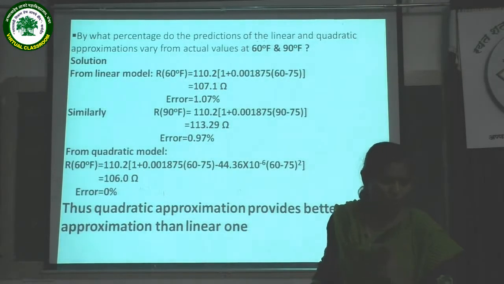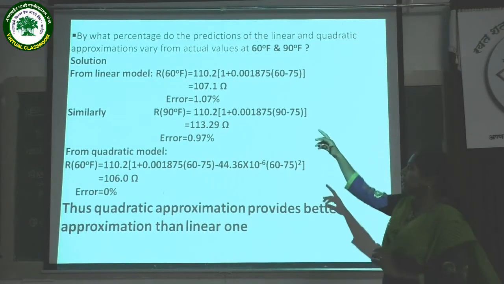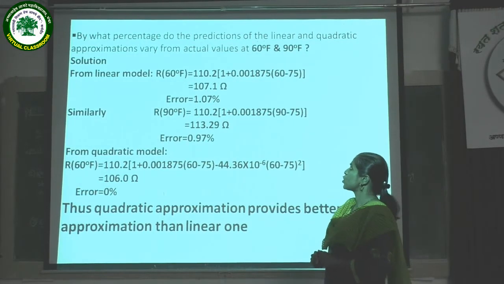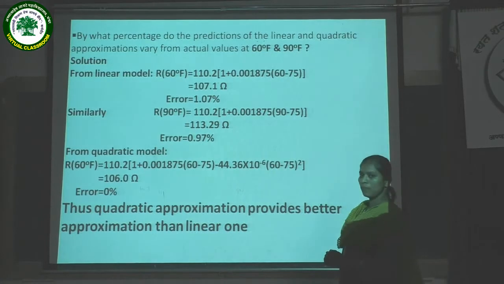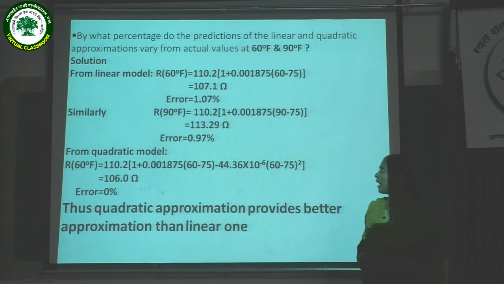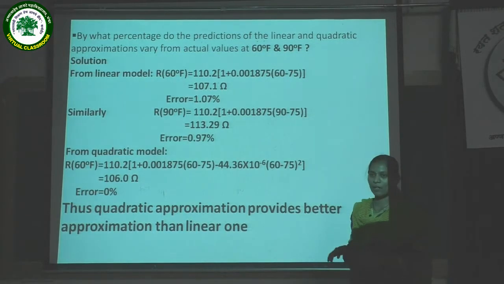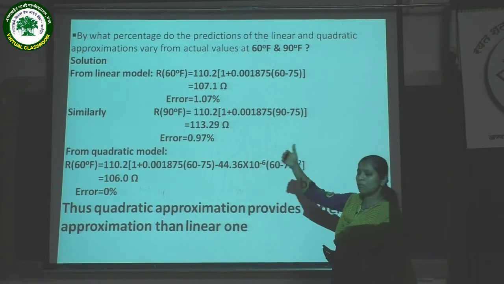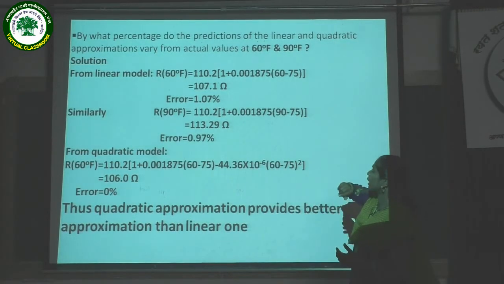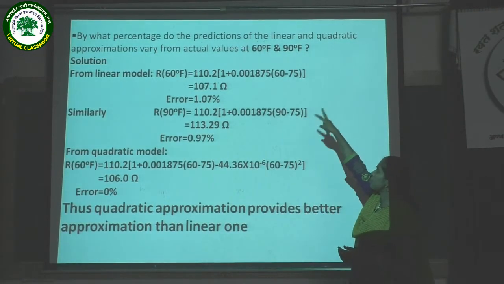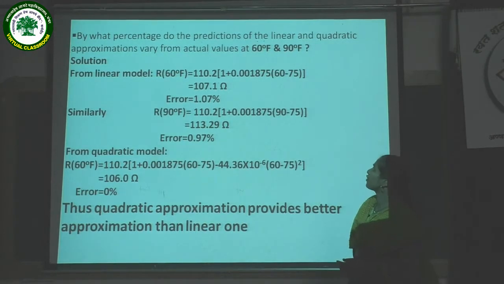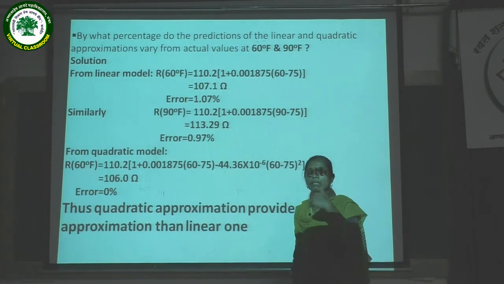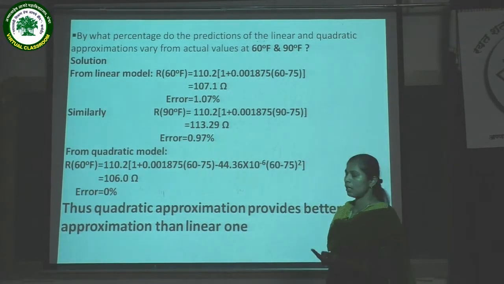For the same, the question is in front of us. By what percentage do the predictions of linear and quadratic approximations vary from actual values? With respect to actual or real values that we have measured from the practical setup, what is the difference between linear and quadratic? That is the question over here. And again the temperature range is the same, that is 60 degrees Fahrenheit and 90 degrees Fahrenheit.